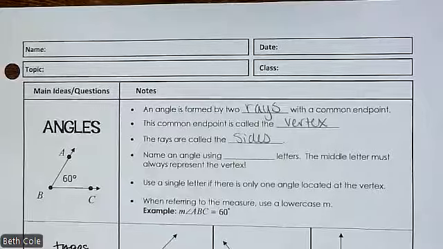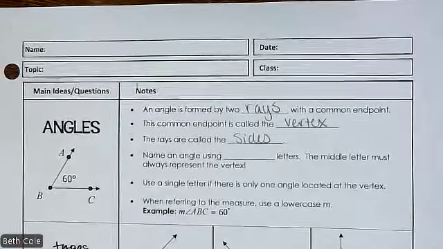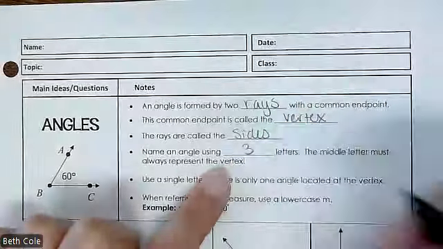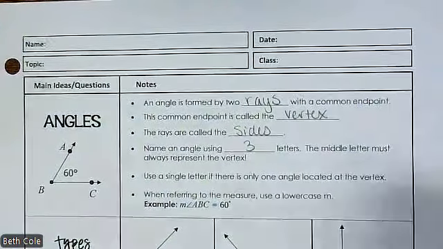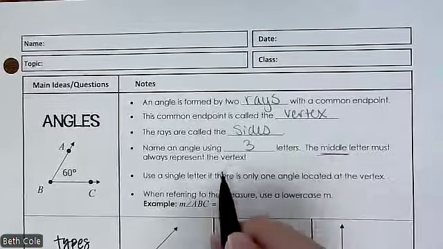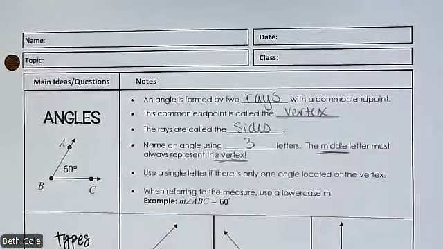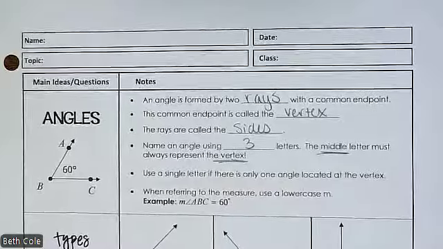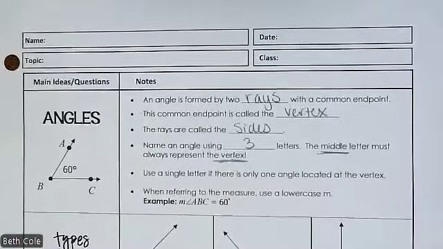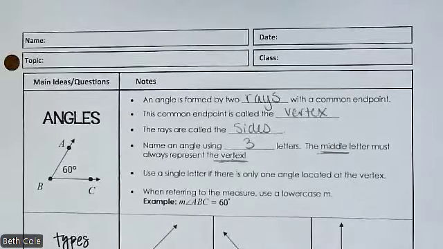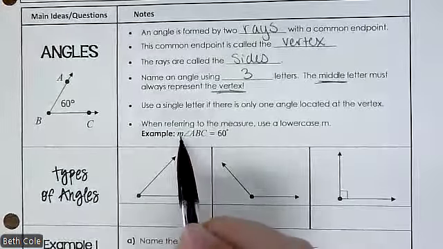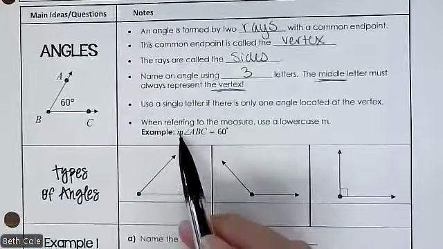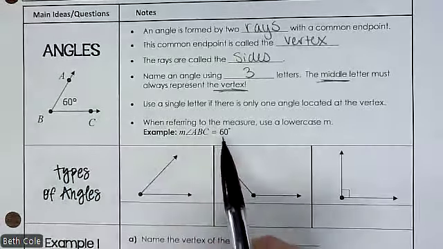So the sides of the angle, and you name an angle using 3 letters. And the order does matter. The middle letter has to be the vertex. So when you label it, the letter in the middle has to be the vertex. And you use a single letter if there's only one angle and you just use the vertex, okay? And then we put this little M in front if we're measuring it. So you would say the measure of angle ABC is 60 degrees.